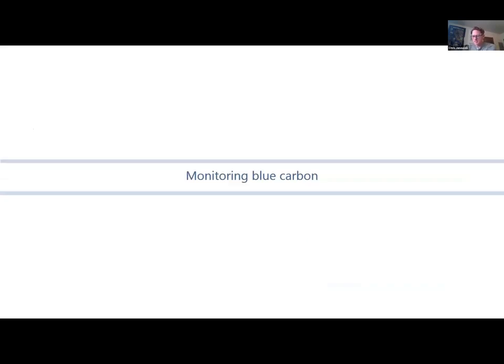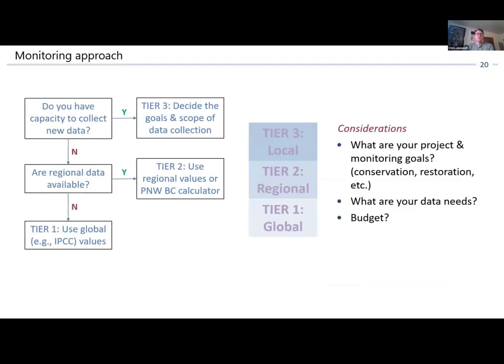All right, so the next part of my talk, I just want to discuss some aspects of blue carbon monitoring if you're setting up a new project or you're working in an estuary where there's very little blue carbon data, for example. One of the first questions you want to ask is, do you have the capacity to collect new data? As a community, we have needs for new data, but not all restoration practitioners are going to have the capacity to collect new data. If you don't, you can ask whether regional data are available.